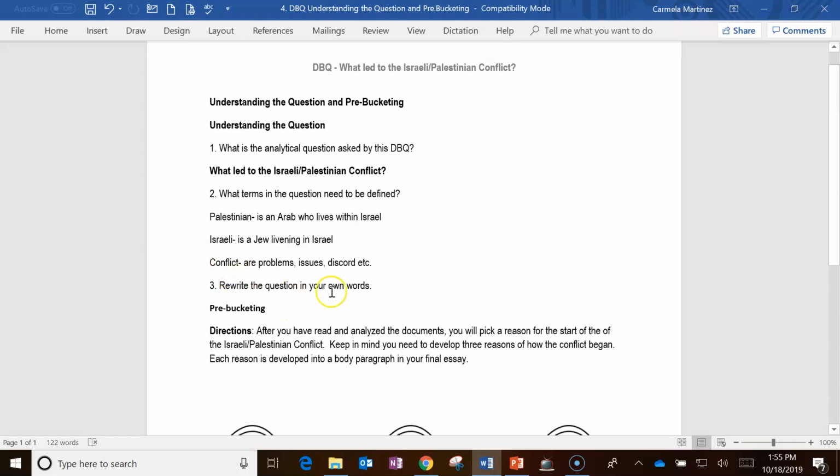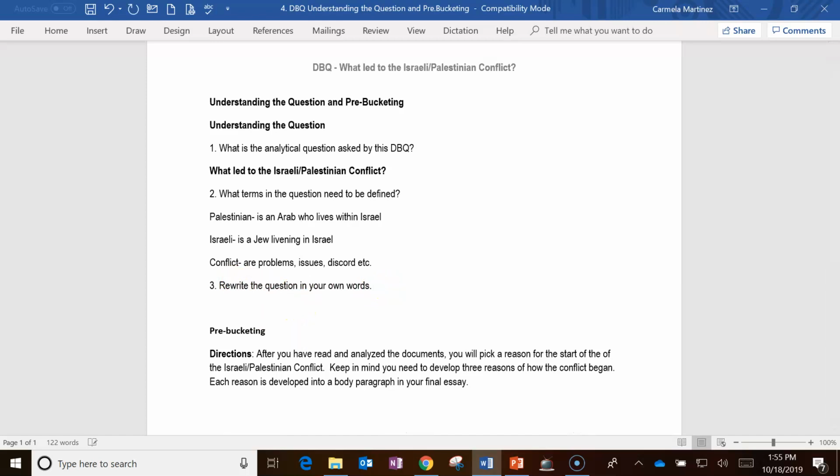And it says rewrite the question in your own words. Now this can be whatever you like, but you cannot use led, you cannot use Israeli, you cannot use Palestinian, and you cannot use the word conflict when you rewrite your sentence. You may also use this sentence if you like, but I would prefer that you come up with something on your own. So let's see, what led to the Israeli-Palestinian conflict?